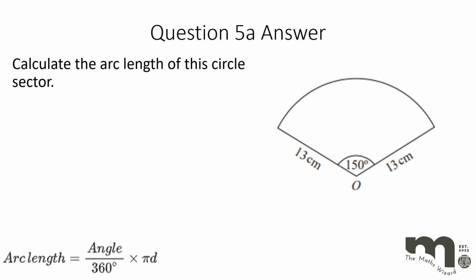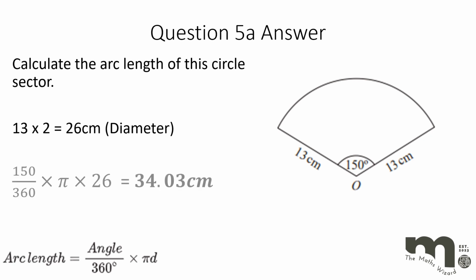Okay, let's first look at the arc length. Here we've got a radius of 13 centimeters, so we need to double that to get the diameter of the full circle, which is 26. Then we've got to put the angle into our formula. So we've got 150 over 360 times pi times 26. And that will give us 34.03 centimeters.